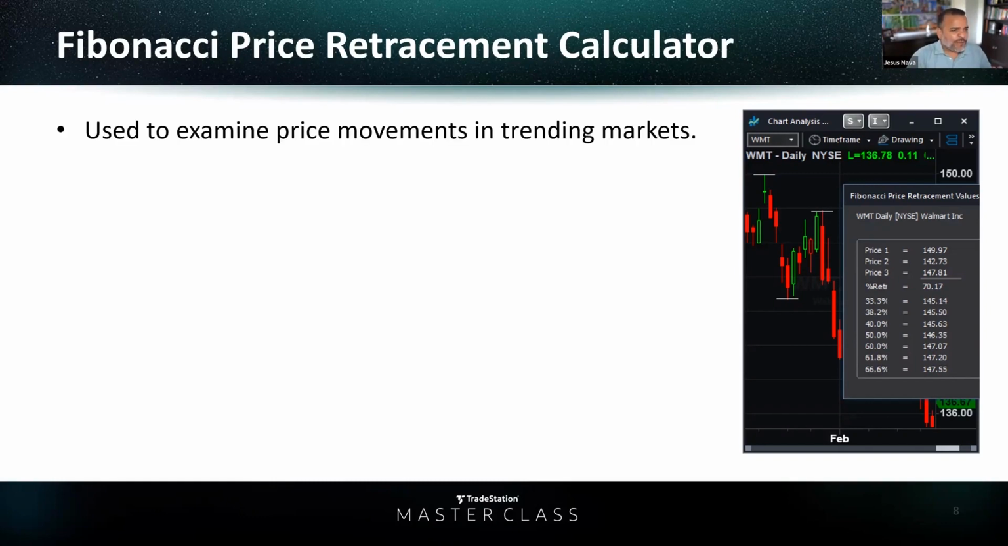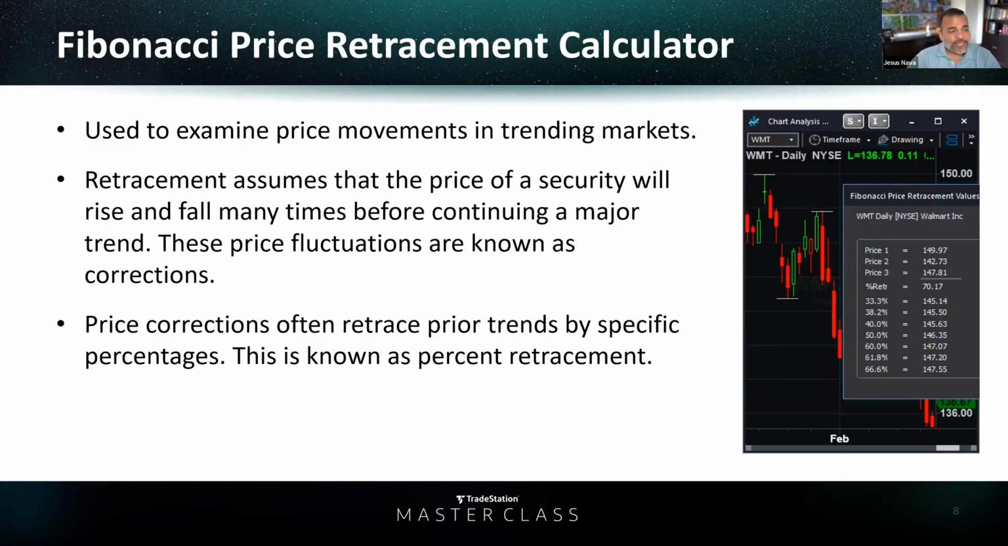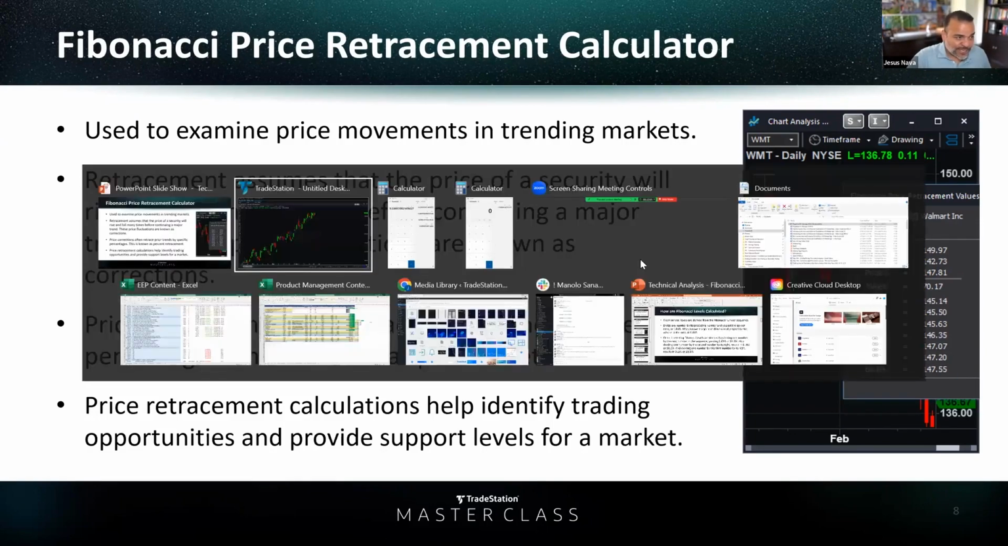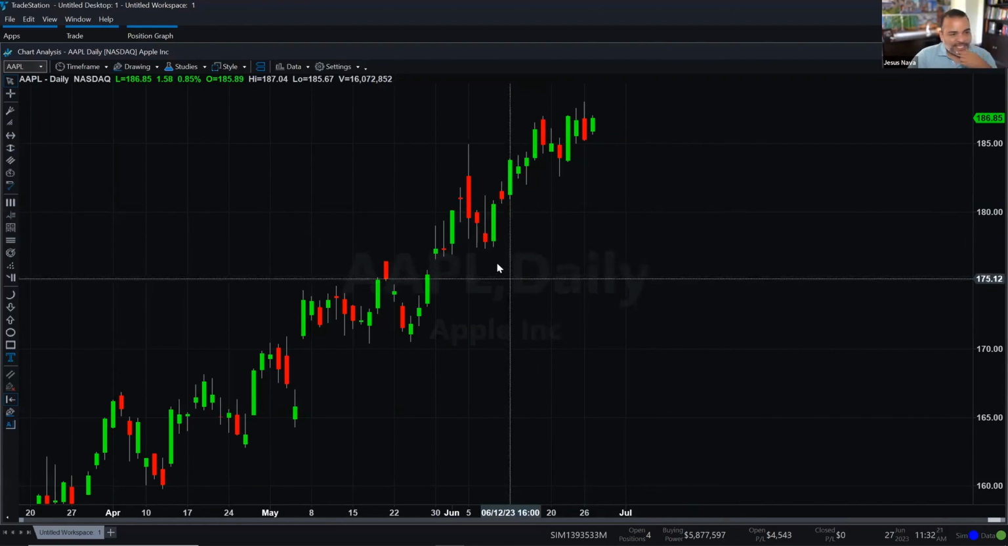Used to examine price movements in trending markets. Retracement assumes that the price of a security will rise and fall many times before continuing in a major trend. These price fluctuations are known as corrections, and price corrections often retrace prior trends by specific percentages. This is known as percent retracement. So that's pretty much what it is for you to determine how far the price is going to go based on the Fibonacci levels.